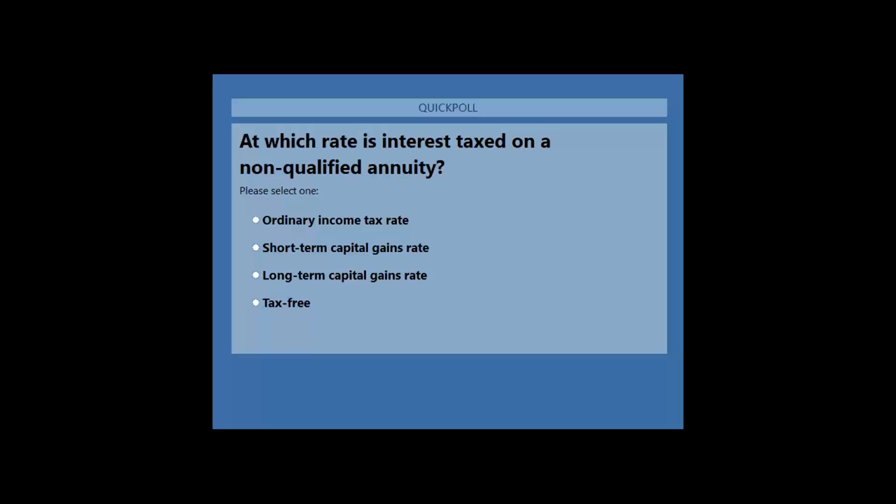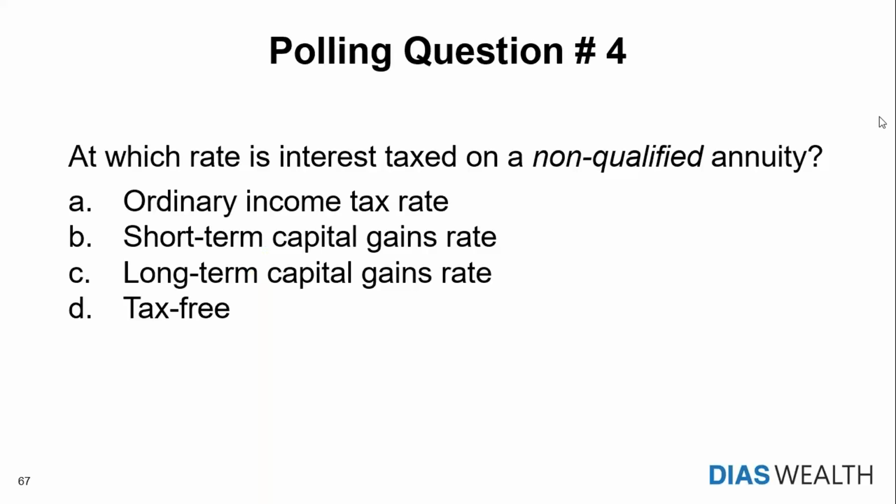So you have 10 seconds left. 3, 2, 1. And 77% said that the answer was A, and that is the correct answer, ordinary income tax rate.